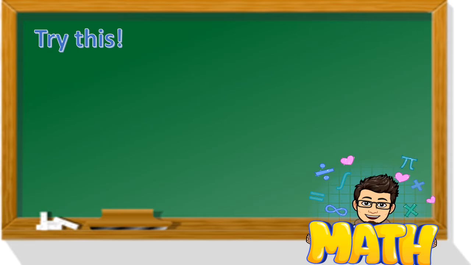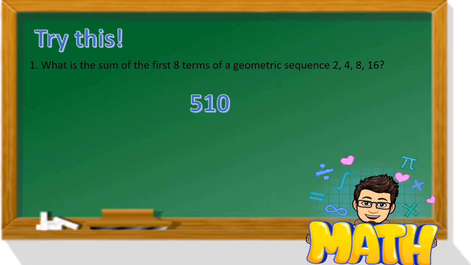Okay, so now will you please try this? What is the sum of the first 8 terms of the geometric sequence 2, 4, 8, 16? You can pause the video for a while to give yourself time to solve. Okay, so if your answer is 510, you're right. How about this?